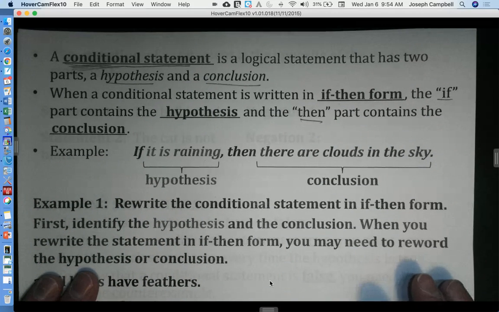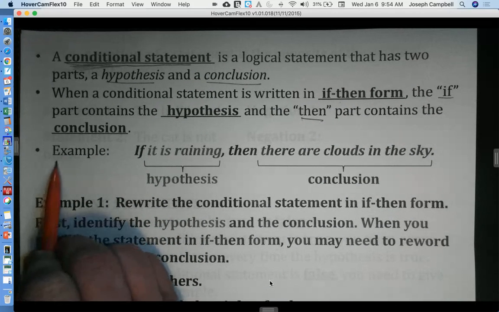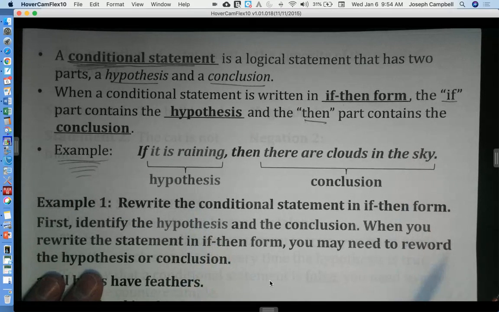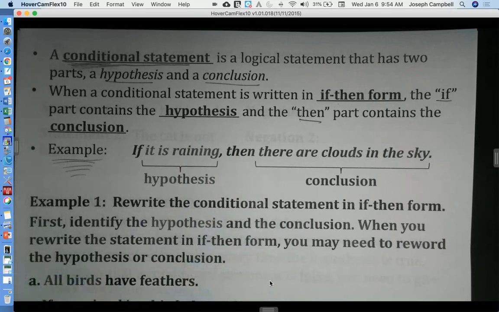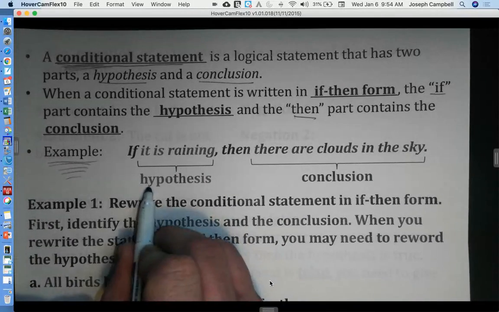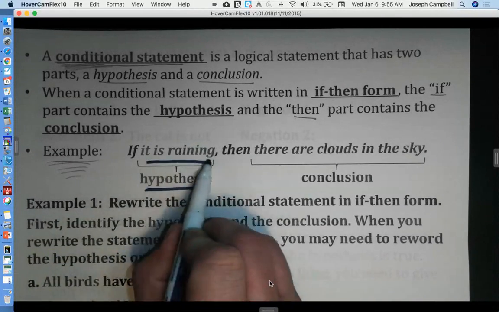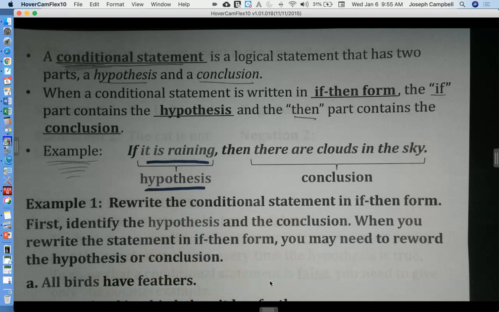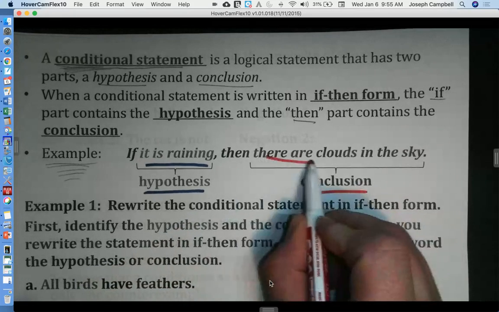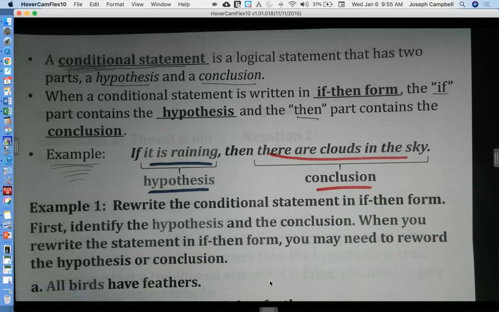Okay, so here is probably the most used first example. If it is raining, okay, this would be the hypothesis. If it is raining, the conclusion might be then there are clouds in the sky, right? Can it rain without clouds in the sky? I can't think of an example. If it's going to rain, you're going to have some clouds in the sky. You might get a rainbow with some sun as well, but it has to be at least partly cloudy. It just doesn't rain on a clear day, right?